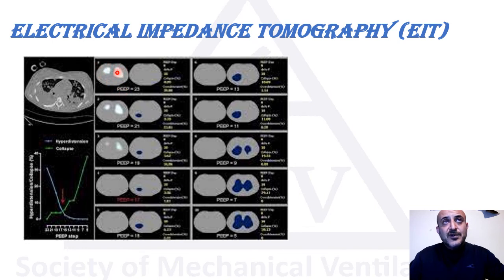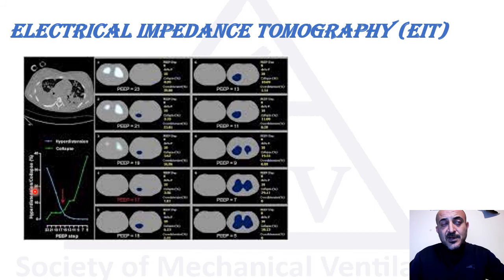and keep decremental PEEP coming down, 21. Some collapse started. Again, the more you go down, the hyperinflation gets less, and the lung zone collapse starts to get more. As you see here, down to PEEP of 5, most of the areas of the lung were low perfusion.